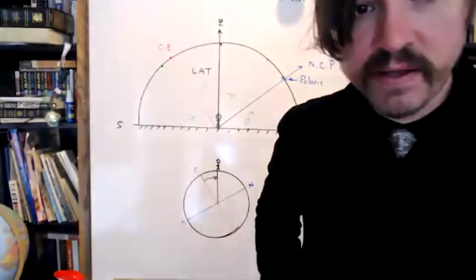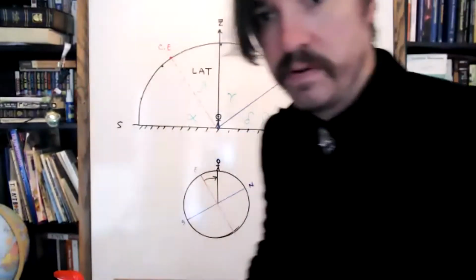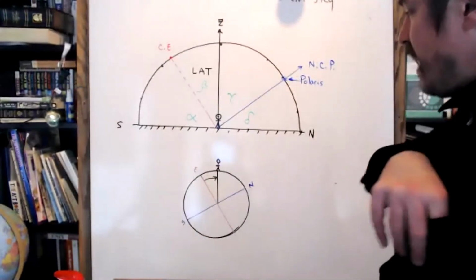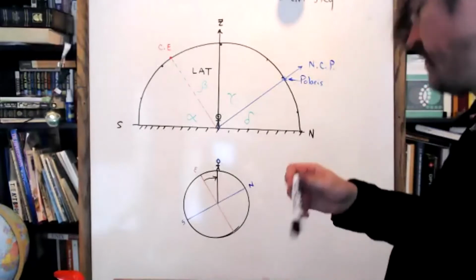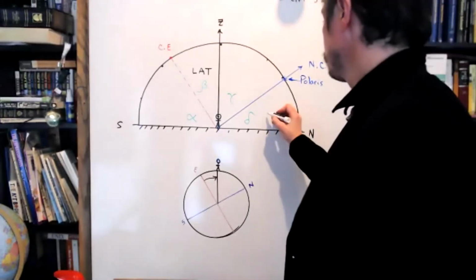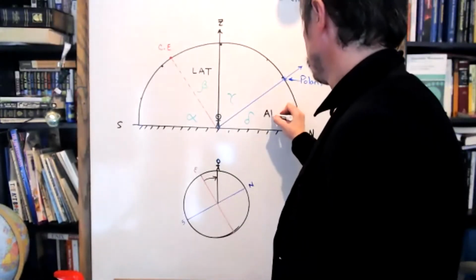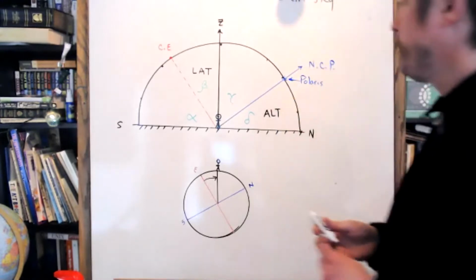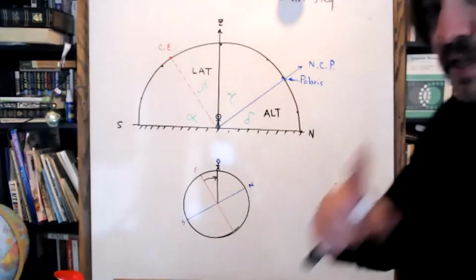Mia, Mariah, Kiana? Is it delta? Very good, Mia. How did you figure that out? Well, I figured that the north and south line was going to be what we're calling the horizon, since the little guy's standing there.